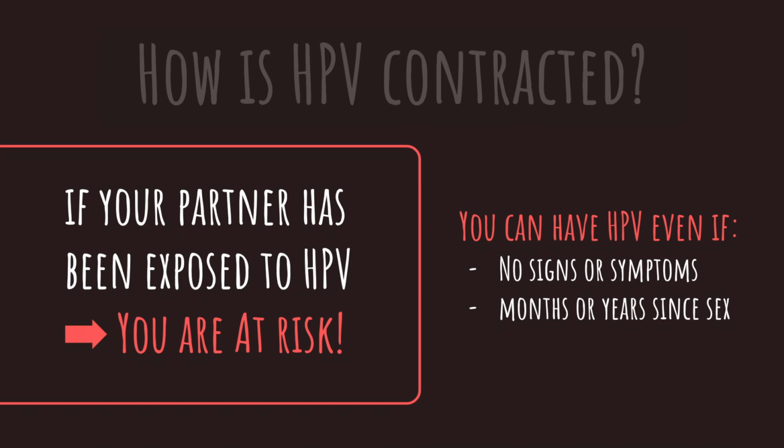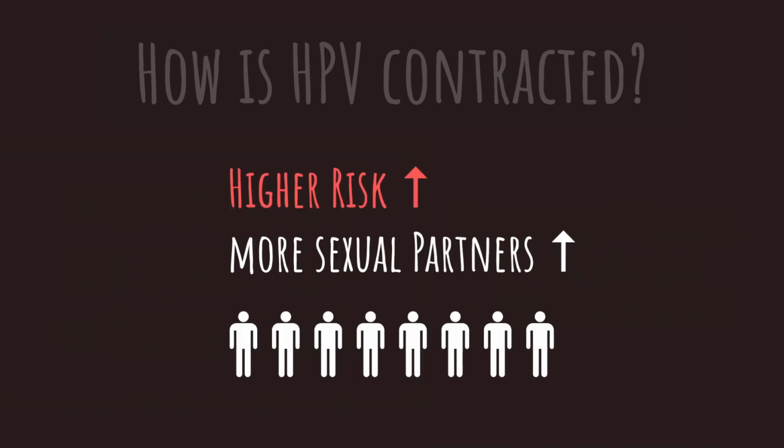You can get infected even if your partner is not showing signs or symptoms like genital warts. The CDC also notes that even if you've only had one sexual partner, you can still contract the virus, as symptoms can sometimes develop years after having sex with someone infected. That's why it's hard to know when you first got it. And that's why the more sexual partners you or your partner have, the higher your risk of contracting HPV.